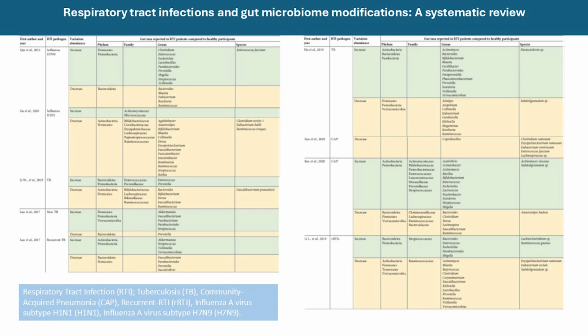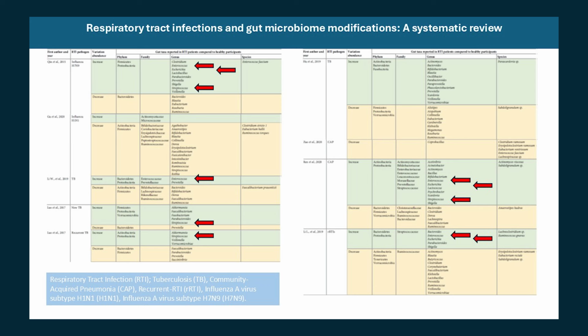Here we can see how the flu, tuberculosis, CAP, and respiratory tract infections negatively impact the gut microbiome, probably in part via the gut-lung axis. We can see consistently these infections have been shown to significantly increase known opportunistic pathogens within the genera Enterococcus, Escherichia, that's E. coli, and Streptococcus. And conversely, they consistently, significantly decrease known health-promoting genera such as Eubacterium, Faecalibacterium, Roseburia, and Ruminococcus.